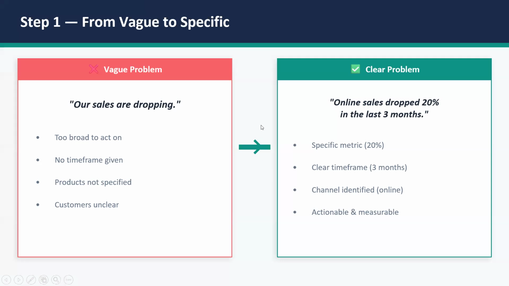So the clear one is: online sales dropped 20% in the last 3 months. So you already understand, okay, we have a problem with the online sales dropping by 20% in the last 3 months. You understand in what specific time that means. So we have a specific metric, which is a 20% drop, a clear time frame of 3 months, and the channel identified, which is online, and it's actionable and measurable.